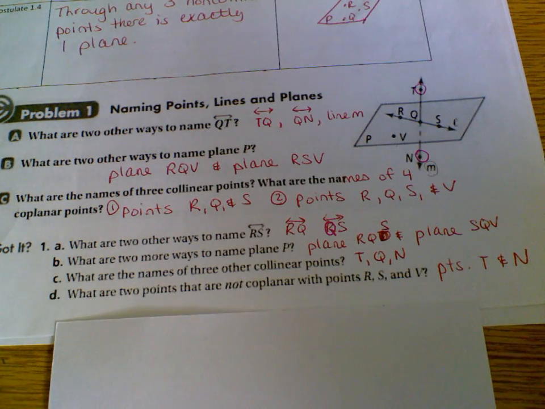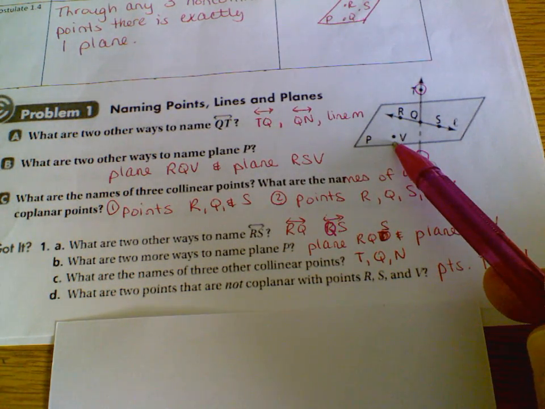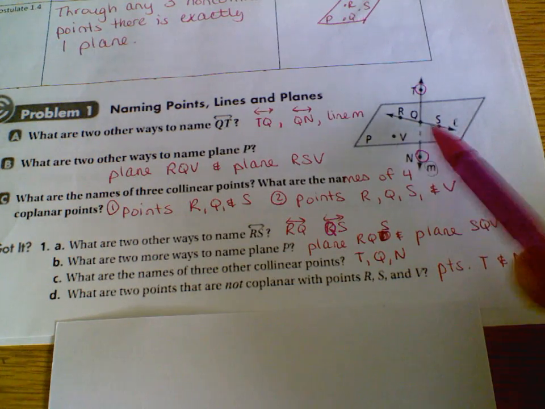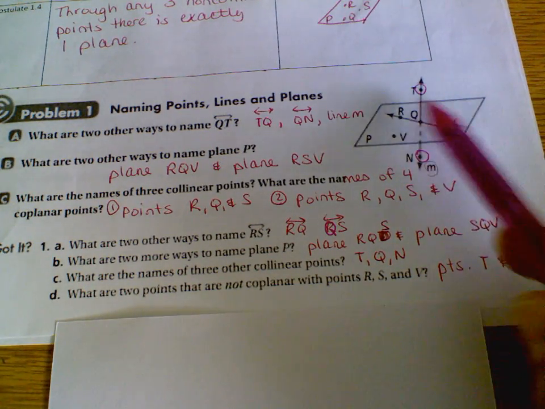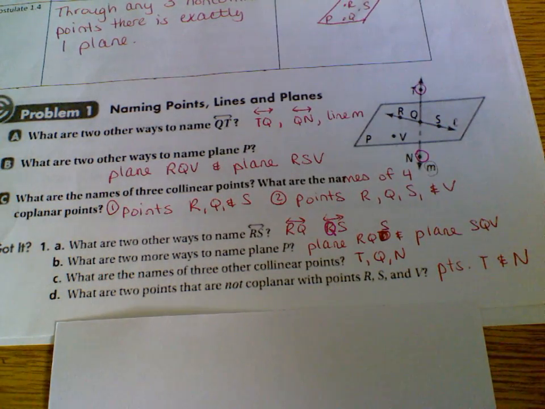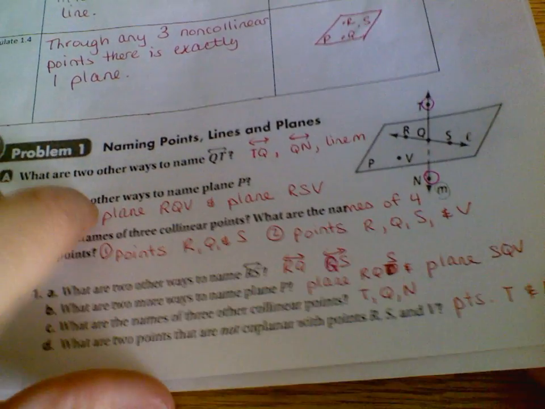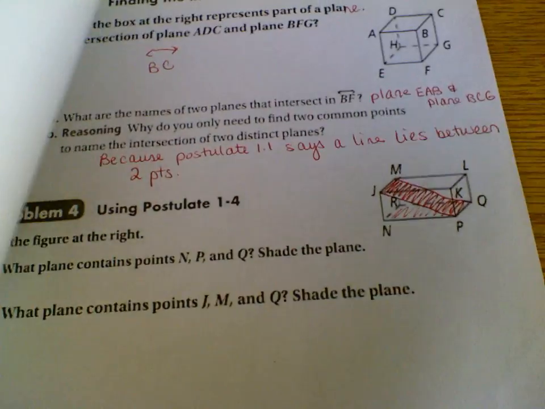And then last, what are 2 points that are not coplanar with points R, S, and V? All of those points lie on this plane. So we already mentioned these 2 points, N and T, are not coplanar. Okay, very important stuff. Even though it's introductory, you want to make sure you know how to name that stuff.